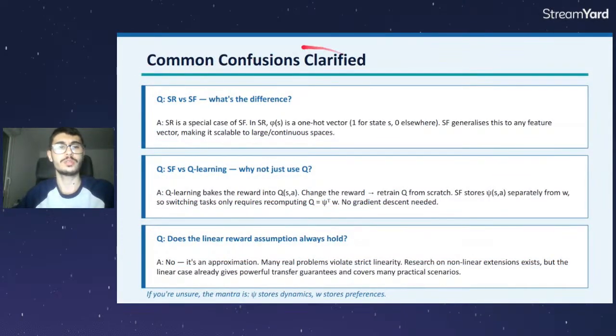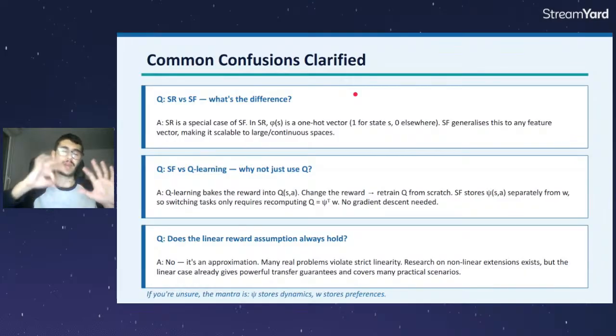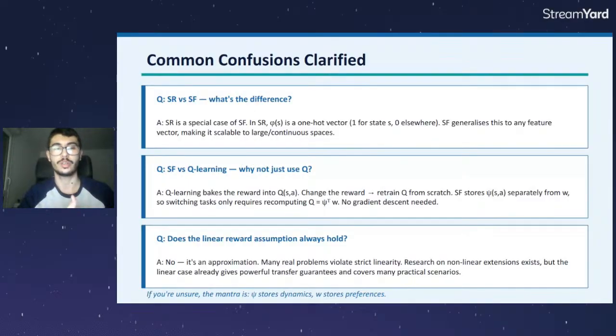Now some common confusions. As we said, we have successor representations and we have successor features. The difference is that a successor representation is kind of similar to a one-hot vector. It's only going to allow us to predict whether or not we are going to encounter a certain state, whereas the successor feature is going to generalize more than this. It's going to allow us to predict what state features we are going to encounter. So it contains richer information, and thus it's more useful.